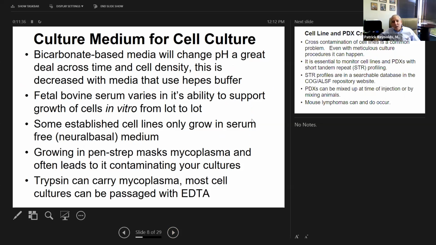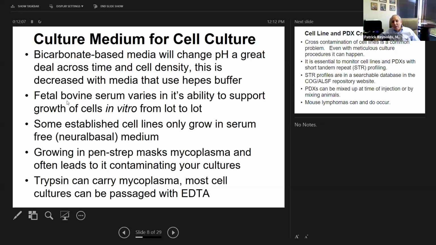Now, for the cell cultures, it's really important to spend a little time on cell culture medium. First of all, people need to realize that these bicarbonate-based media that we all use are going to change pH a great deal over time, and especially with cell density. And this is a remarkable change in pH. This can be diminished somewhat by using things like HEPES buffer. So you need to pay attention to your cell density, your time in culture, and the media you use, because pH is going to confound some of your results here.